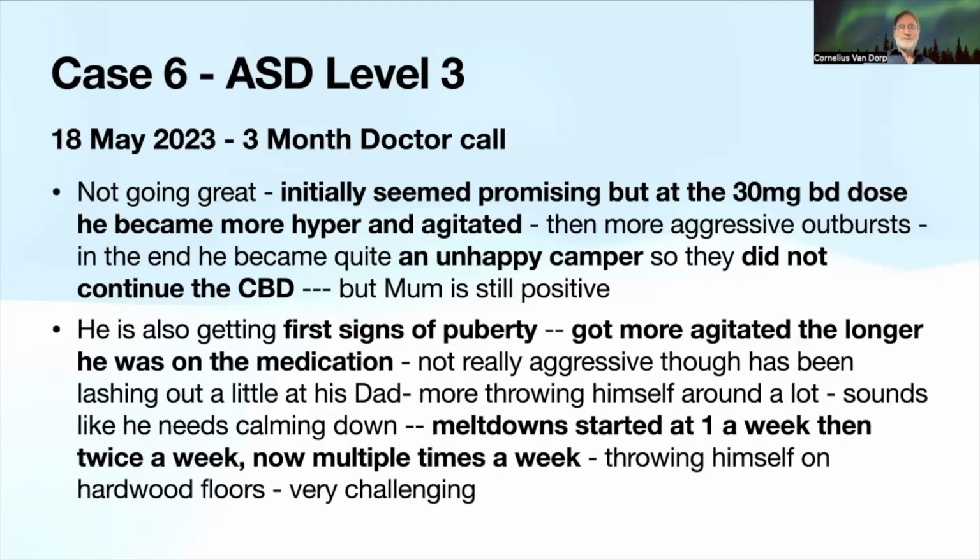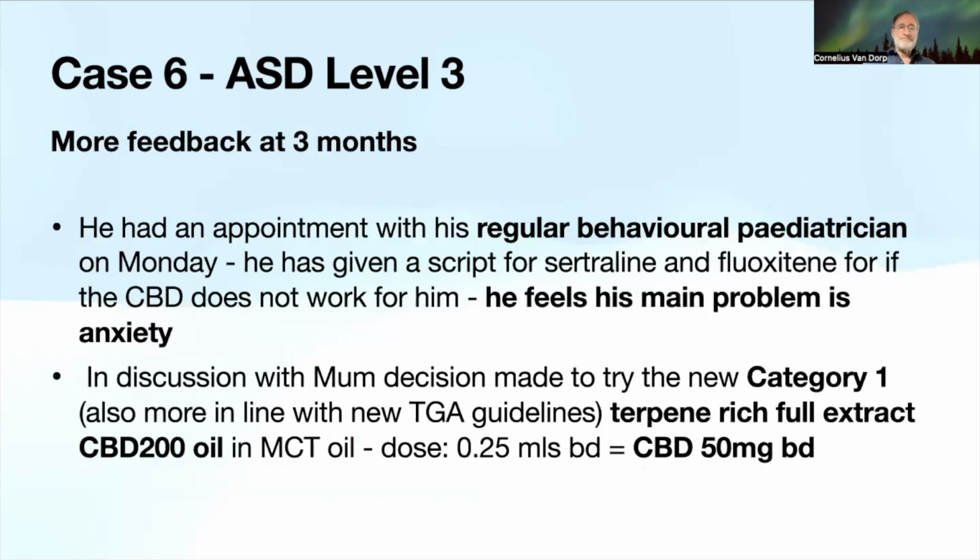At 3 months, the doctor's call was a bit disappointing because on the 30 milligram dose, he eventually became more hyper and agitated, and also getting first signs of puberty, and so starting to get a lot more meltdowns, then one a week, then twice a week, now multiple times a week. He'd also had an appointment with his regular behavioral pediatrician, who felt pretty sure that his main problem is anxiety, but he gave a script for sertraline and fluoxetine for if the CBD didn't work.